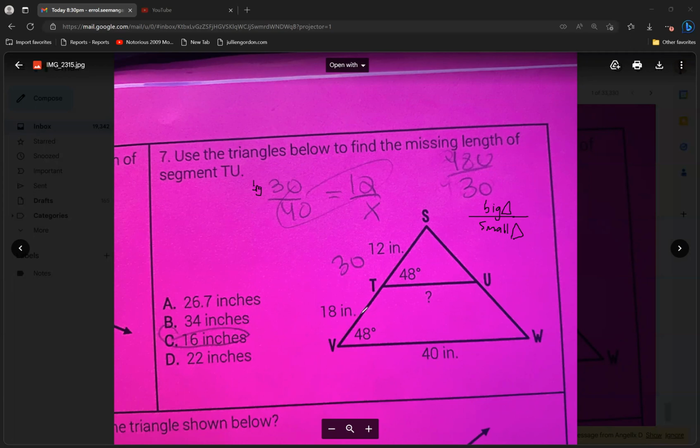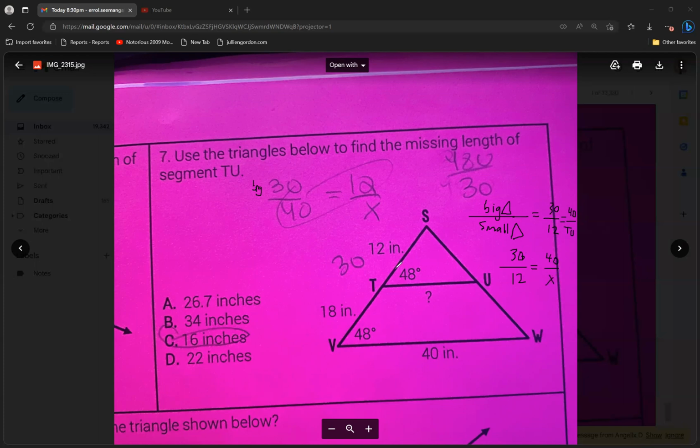Okay, so wait a second here. All right, let's just do it like this. We're gonna say big triangle is 30, small triangle is 12, and then big triangle is 40. So 30 over 12 equals 40 over TU, x. 40 over x.